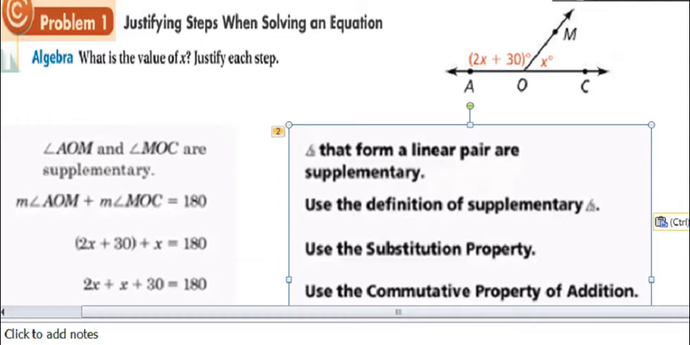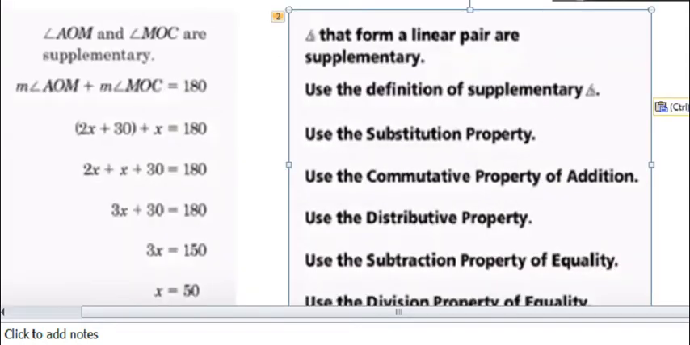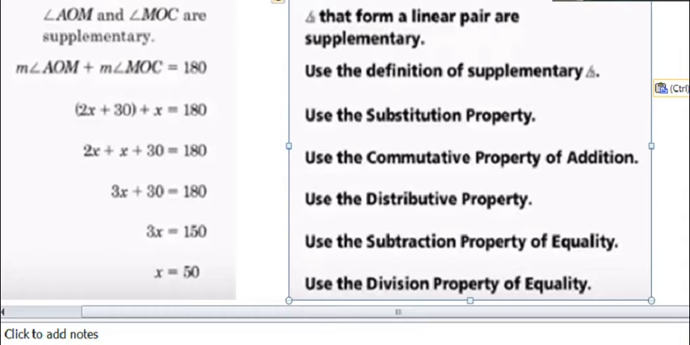Okay, after that, we have the commutative property. That's just taking the parentheses away, saying we can add each three of them. The next one says the distributive property. We really didn't need to use that one. We didn't need to distribute the positive to each one of them. Then we have the subtraction property, which is saying that we are going to subtract 30 from both sides. And then our last one right here is we need to get x all by itself, so we divide both sides by 3. That would be our division property of equality, and we get our final answer of x.